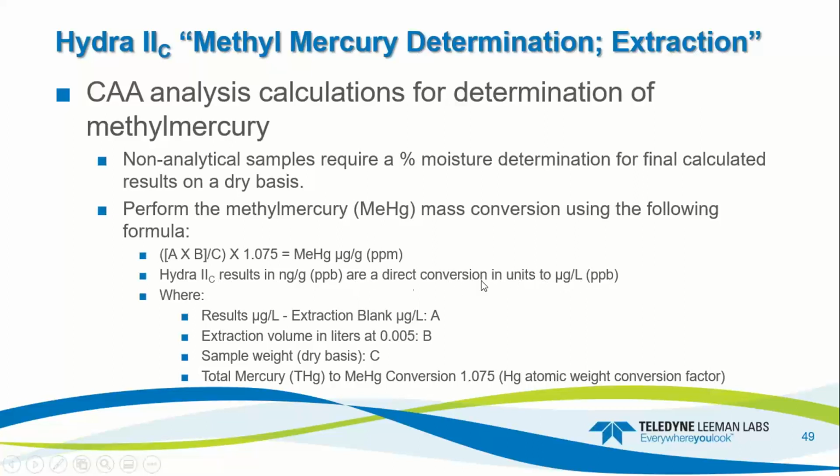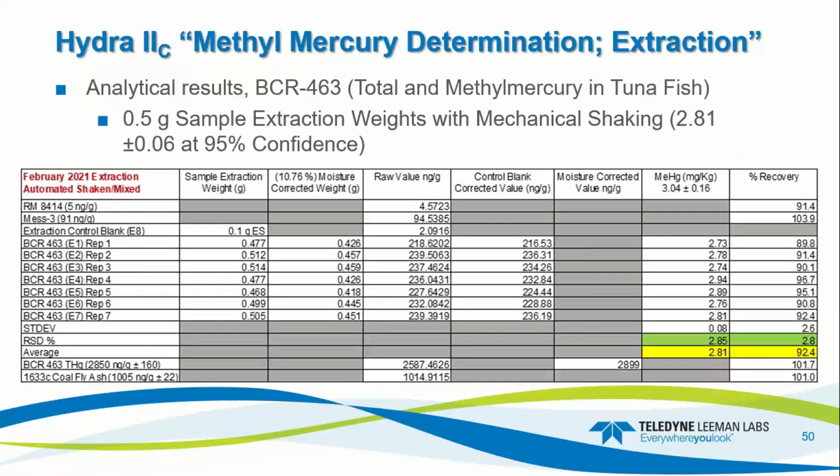So these are results on the system itself. So the results minus the extracted blank right here, and then the volume that you used in the extraction. In my case, I used 50 milliliters, so 0.005 liters, and then divided by the dry rate. And then I'm going to multiply that by the total mercury to methyl mercury conversion at 1.075, and that's going to give me my value in methyl mercury micrograms per gram in ppm.